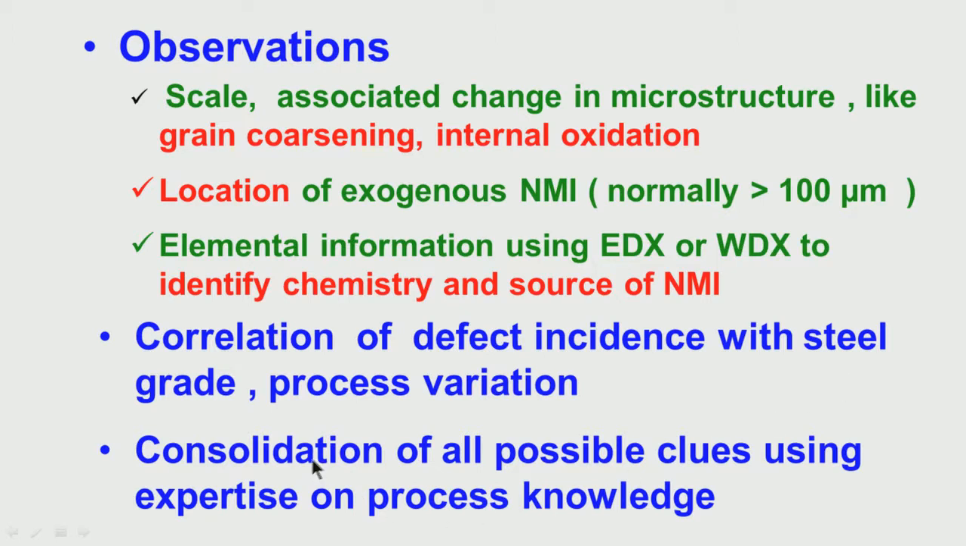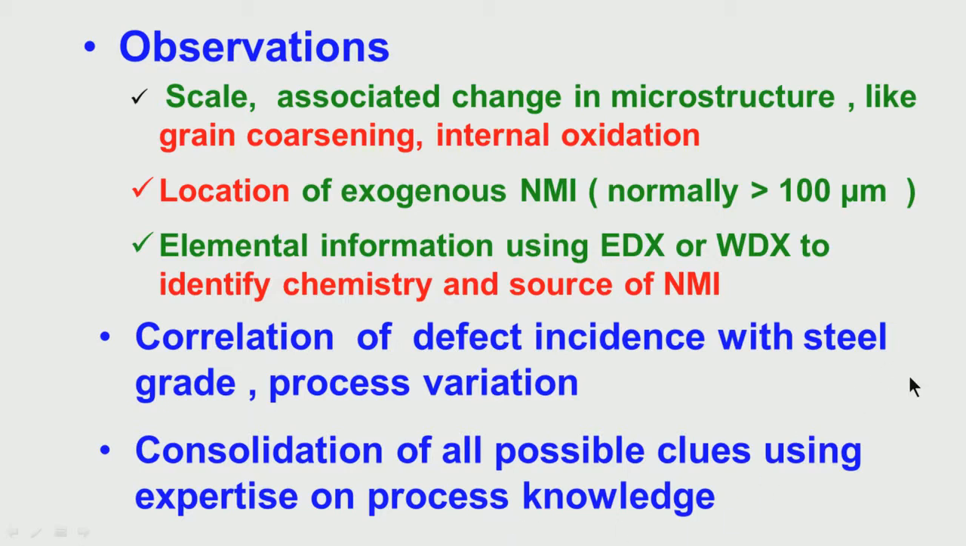So, what I am telling here is consolidation of all possible clues. These are clues: observation is a clue, defect, process variation is a clue. So, try to consolidate all possible clues using expertise or process knowledge. Again, this is important. We should not be blind about the process.